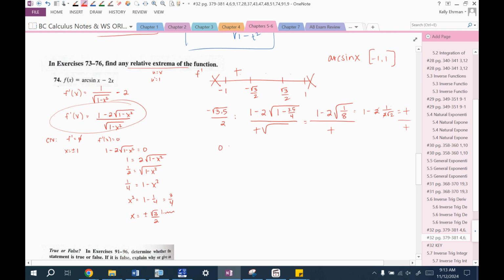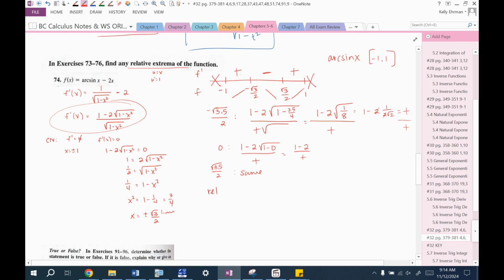Okay, let's plug in 0. That ought to be nicer. 1 minus 2 square root of 1 minus 0 over, this always positive, or 1 minus 0 again. That's definitely negative. 1 minus 2 over a positive. And then now here's a nice thing. I don't have to redo this work because I'm squaring this radical 3.5 over 2. So I'm going to get the same as I got when I plugged in negative radical 3.5 over 2. So that's positive. So F is going from increasing to decreasing to increasing.